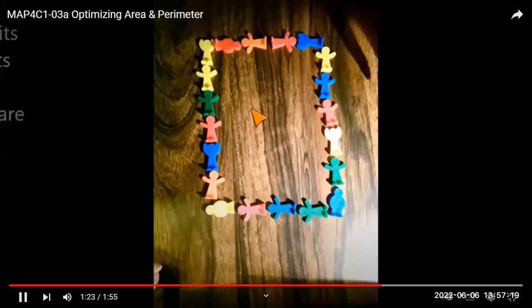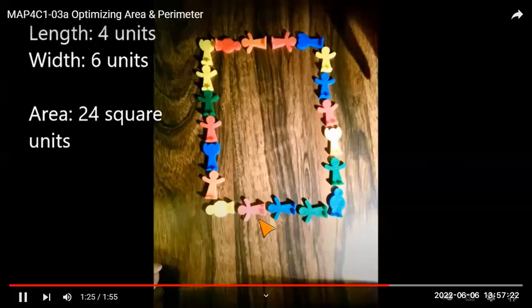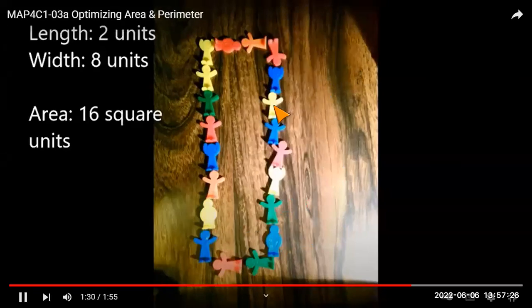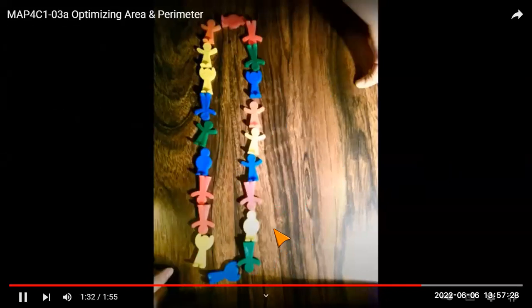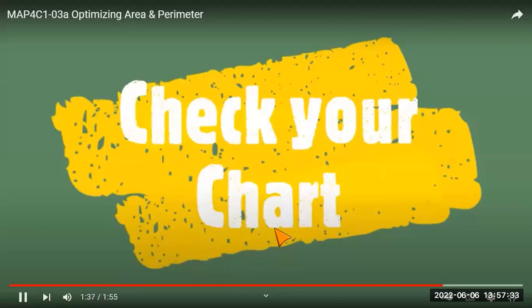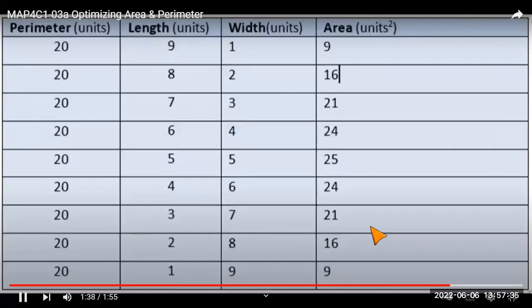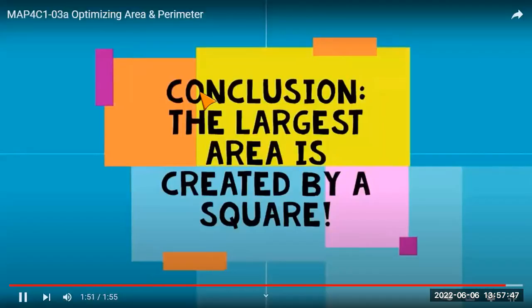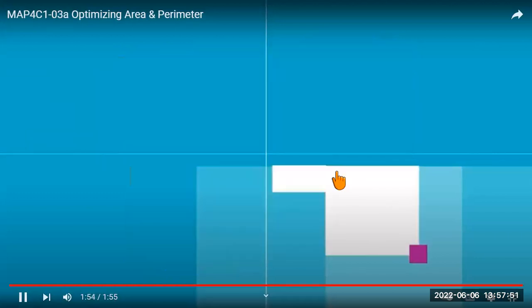We could continue doing the process, but everything just repeats itself along in the other orientation. Okay, so this is what the chart should look like. We'll copy this out in a bit. And so the conclusion: the largest area that was created was a square.